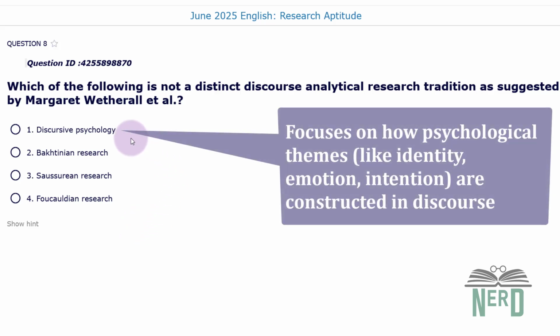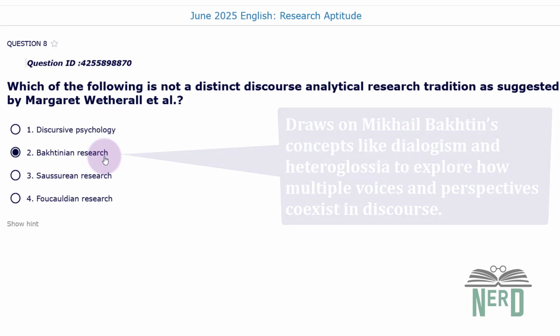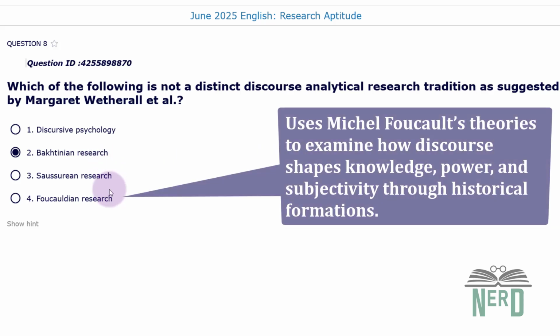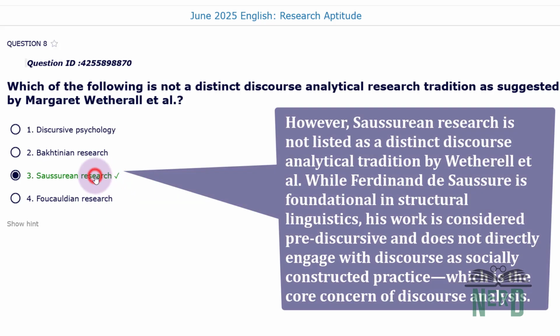Is it discursive psychology, which looks at how talk constructs meaning around emotions, intentions, and identity? Could it be Bakhtinian research, where language is viewed as a social battlefield of voices, echoing Mikhail Bakhtin's ideas of dialogism? Maybe it's Foucauldian research, based on Michel Foucault's analysis of how discourse controls knowledge and power across institutions and history? Or is it Saussurean research, which focuses more on structures and systems within language? Drop your answer in the comments before I reveal it.